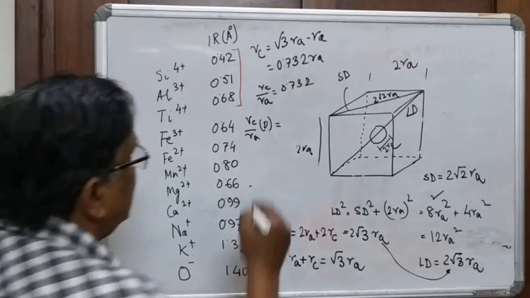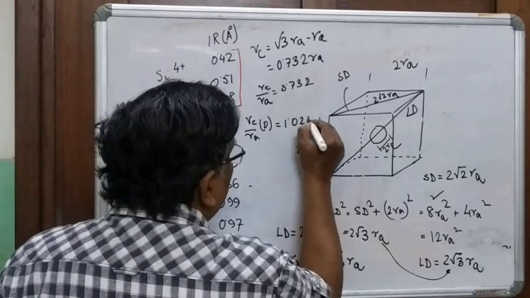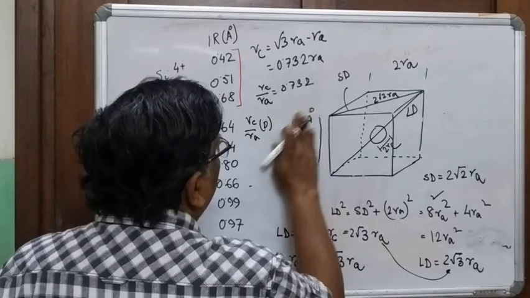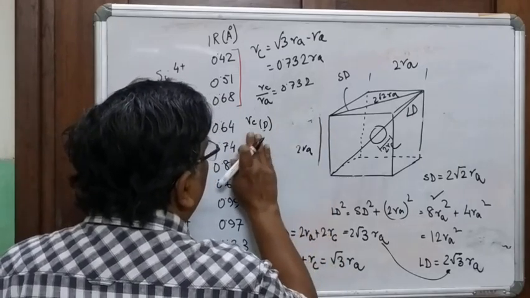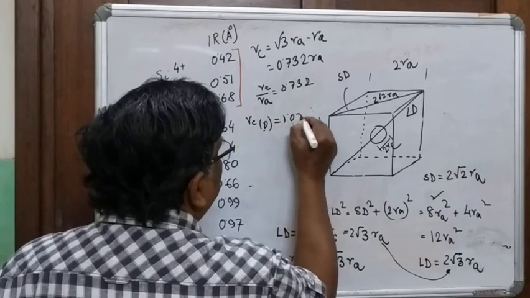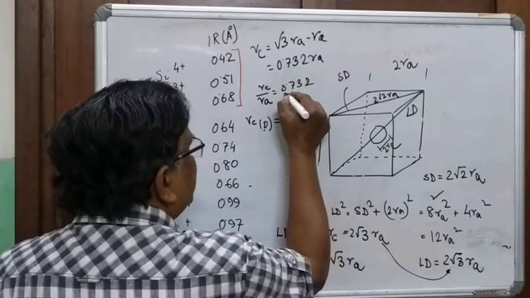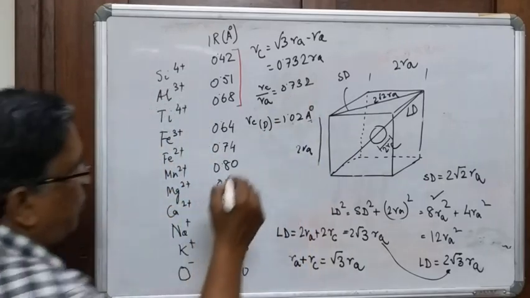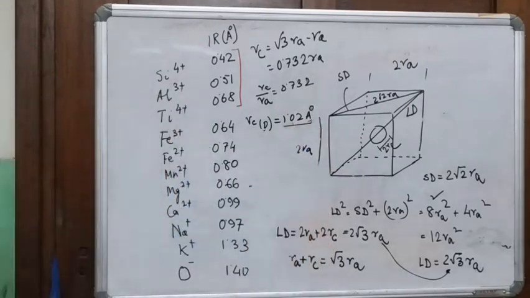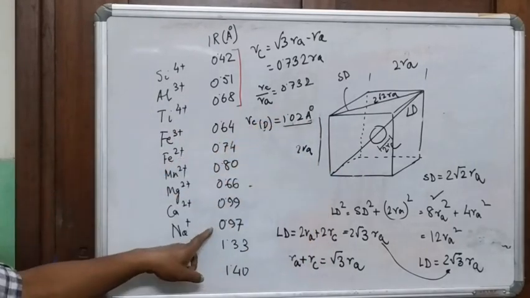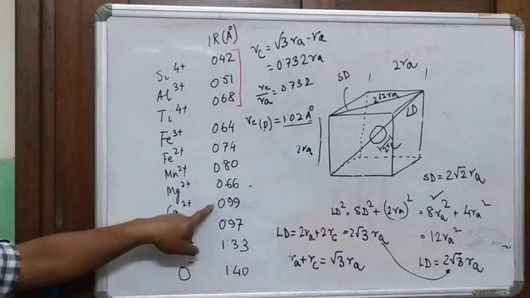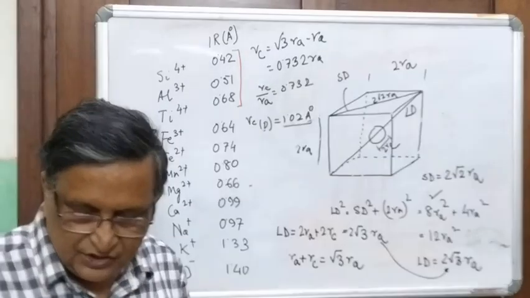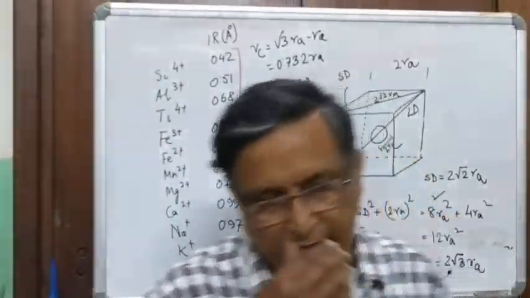0.732 will be equal to 1.02 angstroms. Rc is 0.732 into 1.40 for oxygen. It should be 1.02 angstroms. So 1.02 angstroms, you can see, is very close to calcium and sodium. So you see, calcium and sodium are very good candidates to go into an 8-fold coordination.